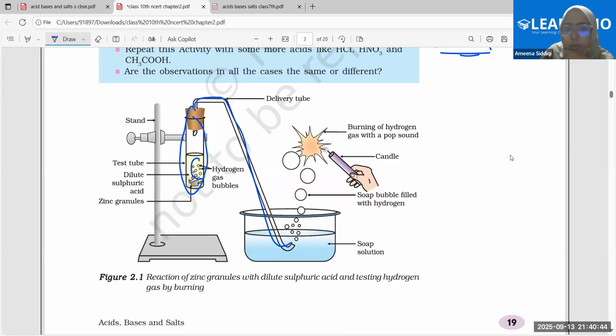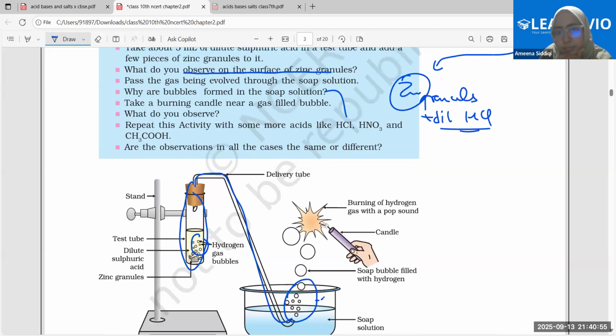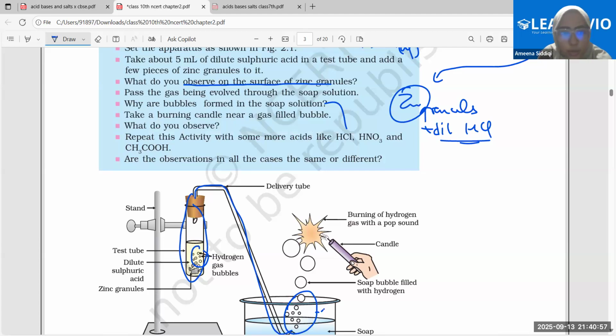Now we know that the hydrogen gas bubbles have been formed, therefore the hydrogen gas bubbles would be transferred onto the soap solution. That is why we see bubbles on the soap solution. I hope that is clear. Any confusion in this? No, ma'am. Ahmed, respond. Okay, yes, fine.